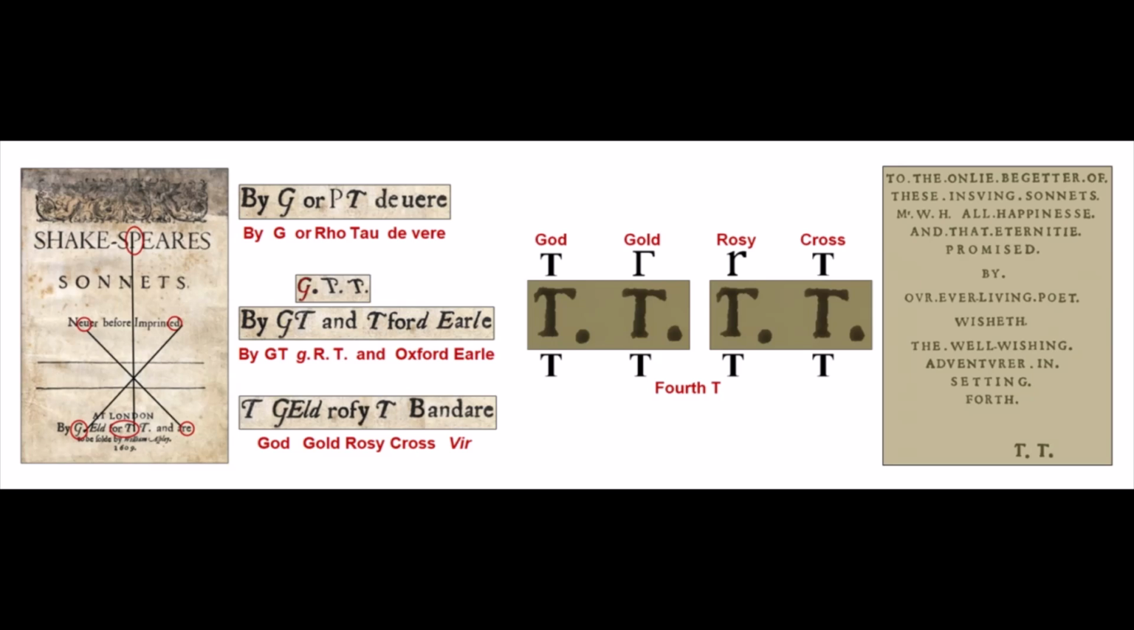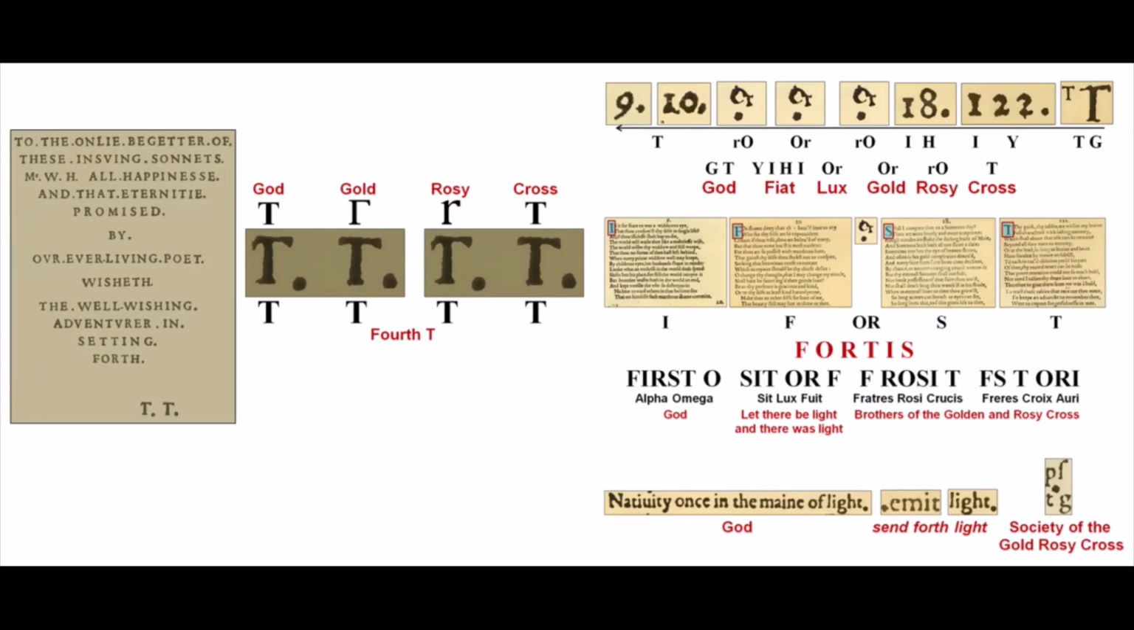Here's what I'm thinking. Notice how the messages are divided up. There are 3 on the cover, God, gold, rosy cross, and Edward de Vere, and they're followed by the dedication where there's one message, God, gold, rosy cross, and 4th T. Then, in the verse, beginning with Sonnet 122 and going through the pages right to left, 3 times we get the messages about God, gold, rosy cross, and let there be light, which is followed by the dedication, where again we get the one example of God, gold, rosy cross, and 4th T.